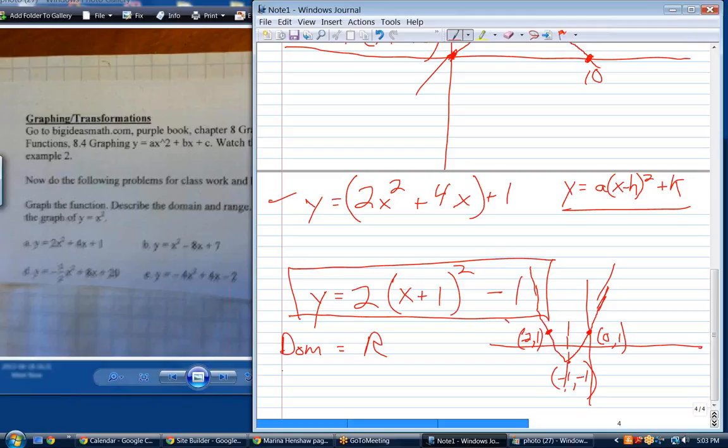How about the range? The range is easier read from the graph than it is figured out. Let's do it both ways. When you look at that graph, what is the range? Remember, the range is the possible y values.